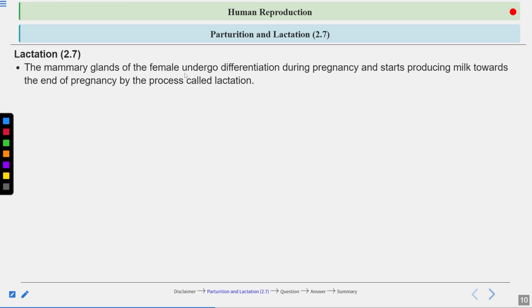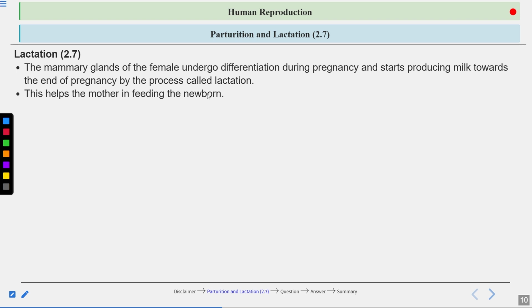Now, the mammary glands of the female undergo differentiation during pregnancy and start producing milk towards the end of the pregnancy by the process called lactation. Why does this happen? Because the mammary glands undergo differentiation during the pregnancy and start producing the milk. Okay, which cells are producing milk? Alveoli cells. Milk is produced towards the end of the pregnancy, and this process is known as lactation.